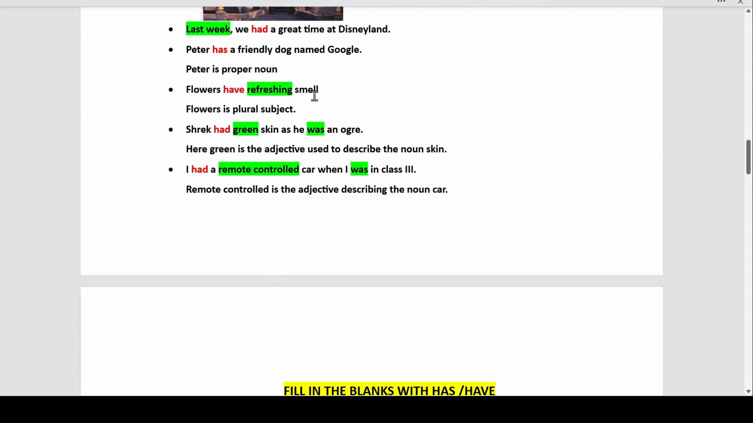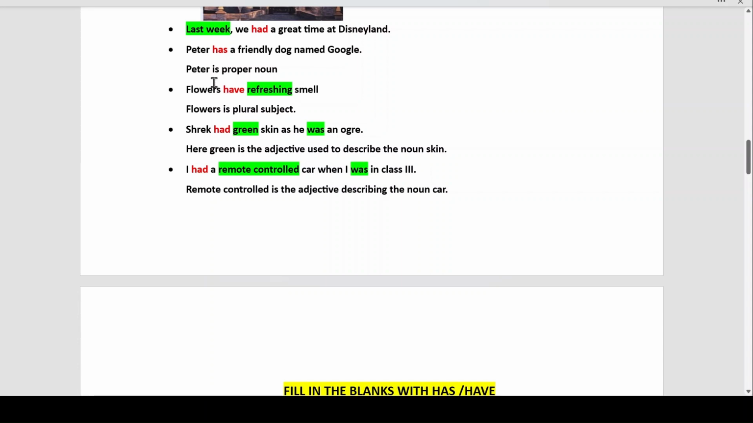Flowers dash refreshing smell. Now your subject is flowers and it is a plural subject. Moreover, it is followed by refreshing. That means present continuous tense. This is ing. Wherever ing is written, it is present continuous tense over here. So flowers have refreshing smell, not had or has.